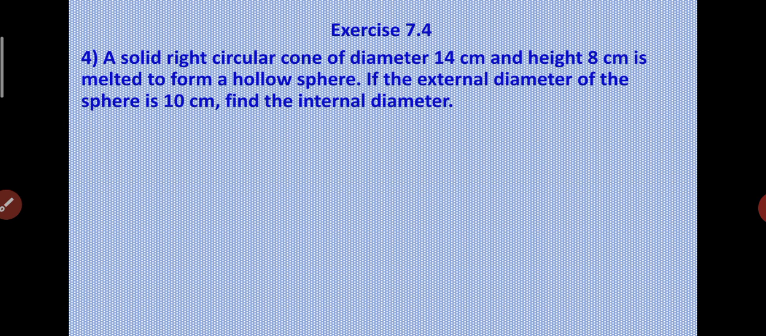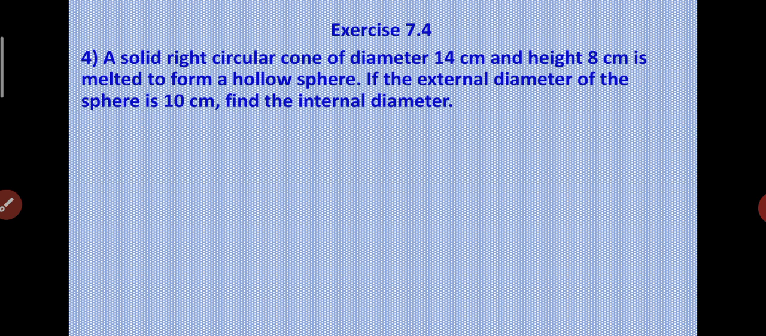A solid right circular cone. A cone of diameter 14 centimeter. 14 centimeter is the diameter. So what is the radius, children? Yes, half of the diameter is the radius, isn't it? So the radius of the cone is 7 centimeter and the height of the cone is given as 8 centimeter.